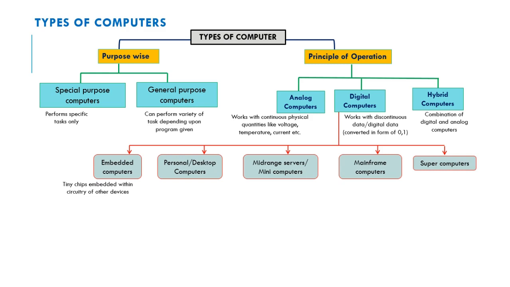The next type of digital computer is personal or desktop computers. These computers are also called microcomputers because they have a single processor, or we can say a microprocessor. That's why the name microcomputers is given. The third category is the mid-range servers or mini computers. These mid-range servers are medium in size and used to host the programs and data for small networks. These are large and more powerful than desktop computers.